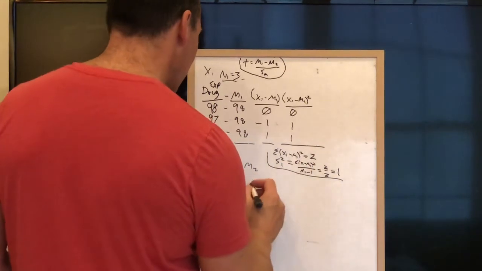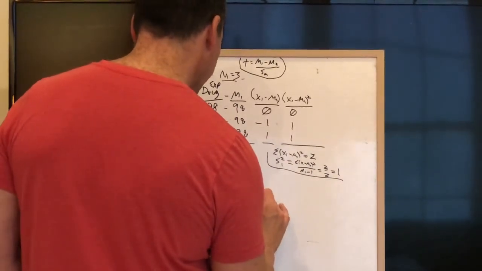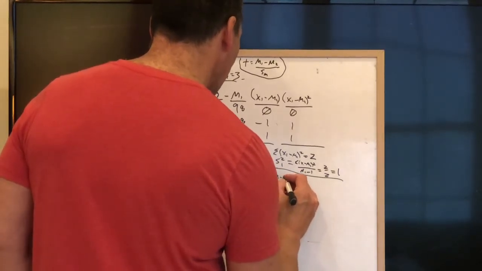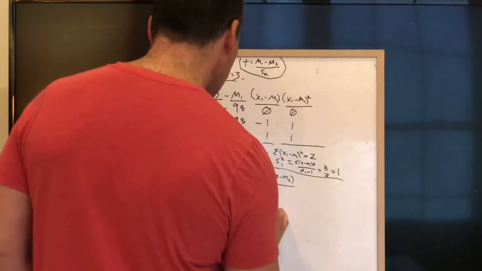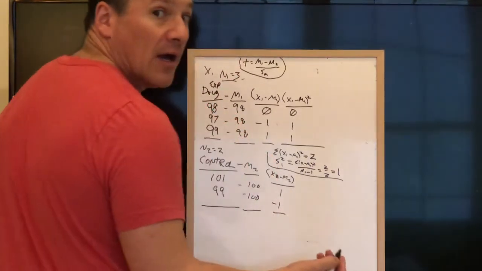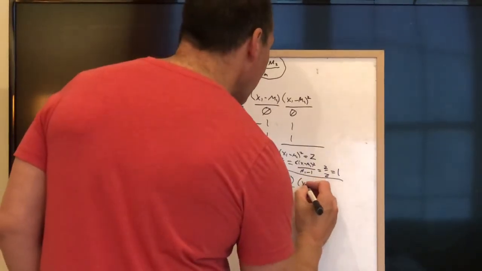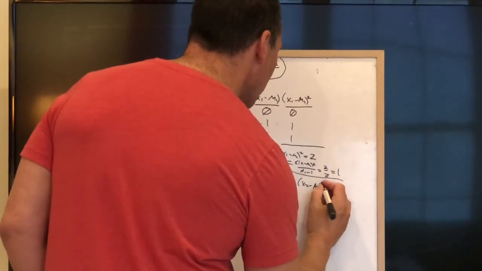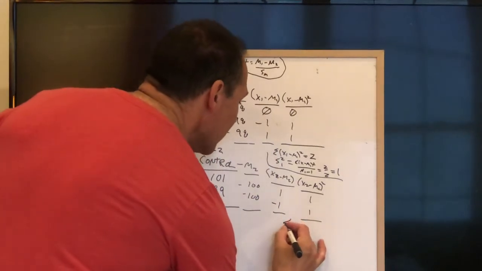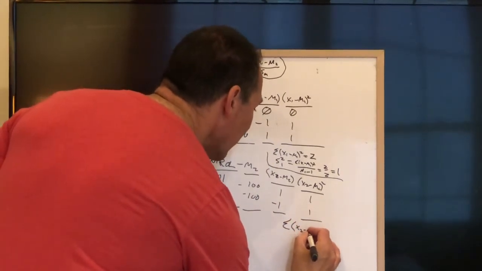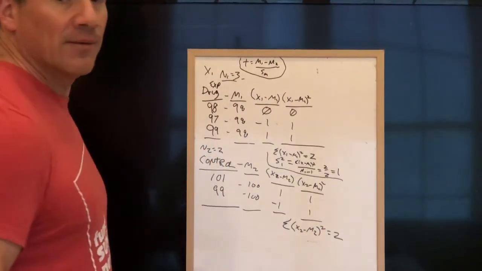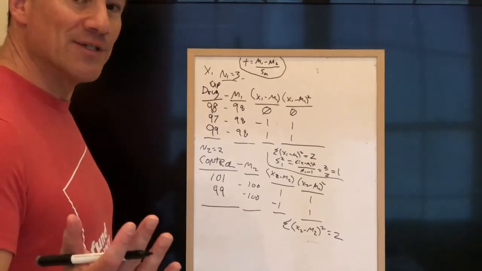Same exact process. Okay, the mean is 100. X2 minus M2, 101 minus 100 is 1, 99 minus 100 is negative 1. I'm going to square those. X2 minus M2 squared, 1 squared is 1, negative 1 squared is 1. And then sigma X2 minus M2 squared is 1 plus 1 is 2. Don't you like easy numbers, kids? 2.